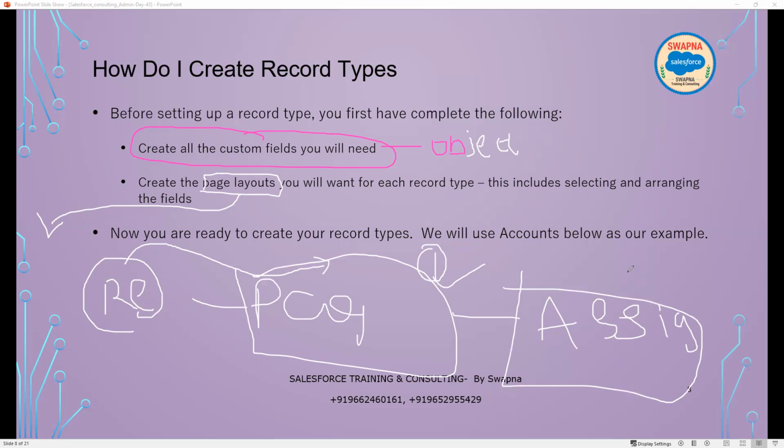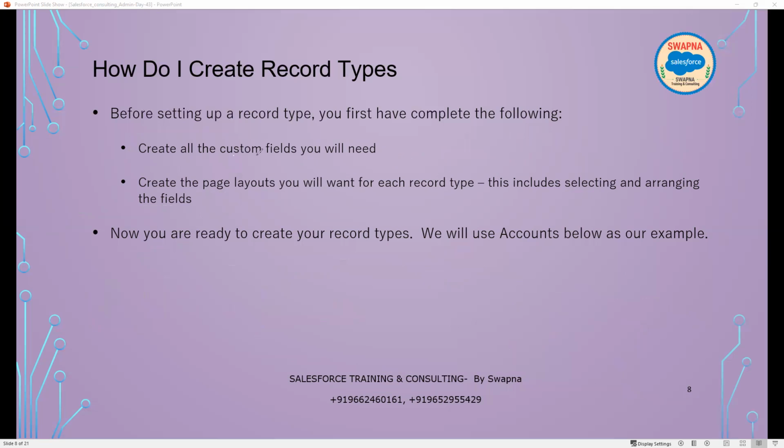Now, two things are mandatory whenever you are creating record types. The first one is custom fields, the second one is page layouts. So you need to check that you have all the custom fields and all the page layouts that are necessary. Then you are ready to create your record type. Take a note of it.